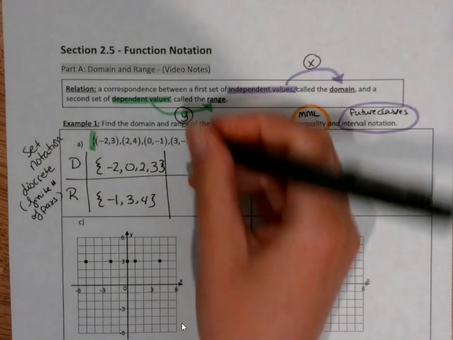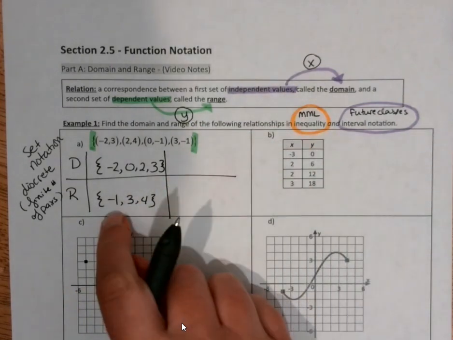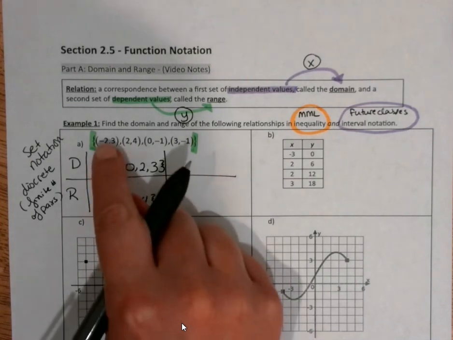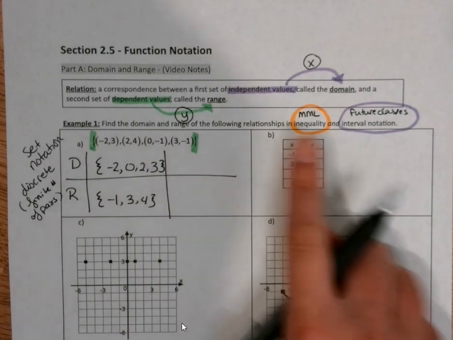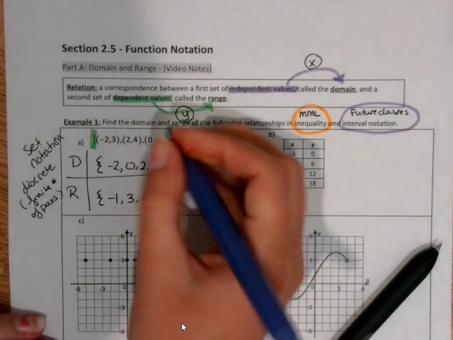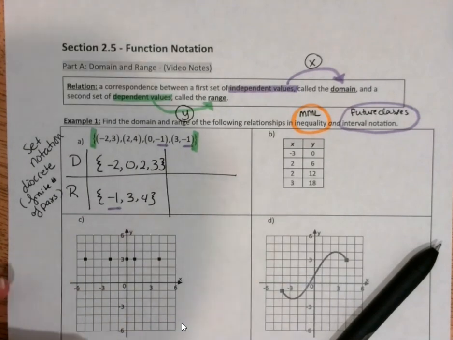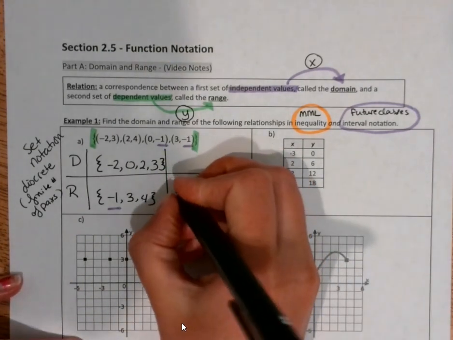I'm going to put my notes over here. I want to note about that range: there are only 3 things in the range set, despite the fact that there were 4 pairs up here. That's because you have overlap. You have 2 things that went to negative 1, and it's only in the range 1 time. So you want no repeated values.